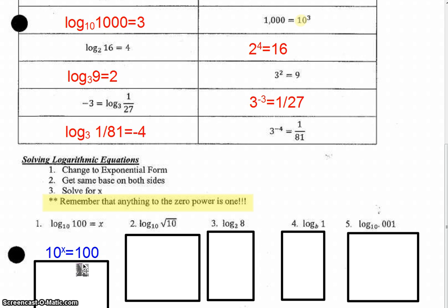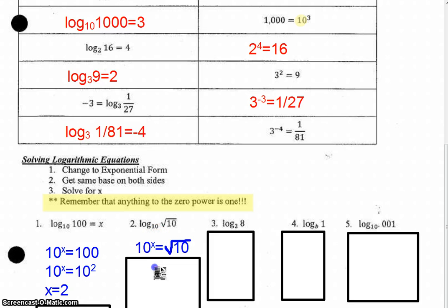Sometimes you can look at this and you'll just know. 10 to what power is 100? Well, that would be 10 squared. So 10 to the x is equal to 10 squared, and so x is 2. Log base 10 of the square root of 10 becomes 10 to the x equals the square root of 10.